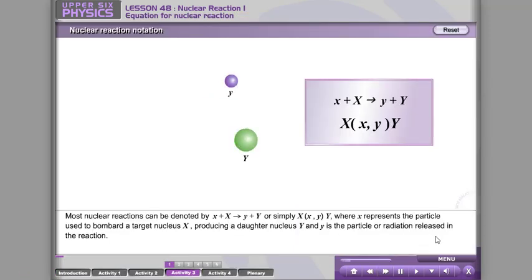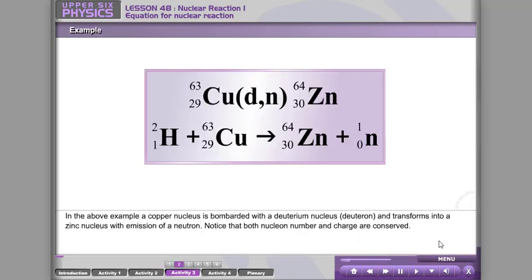Most nuclear reactions can be denoted by X plus x to Y plus y, or simply X(x, y)Y, where x represents the particle used to bombard a target nucleus X, producing a daughter nucleus Y, and y is the particle or radiation released in the reaction. In the above example, a copper nucleus is bombarded with a deuterium nucleus, a deuteron, and transforms into a zinc nucleus with emission of a neutron. Notice that both nucleon number and charge are conserved.